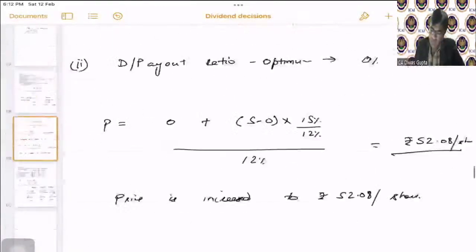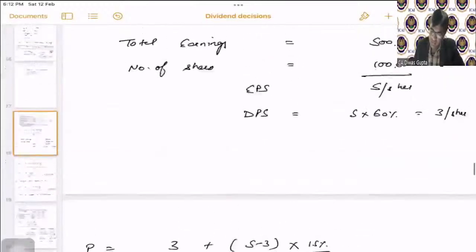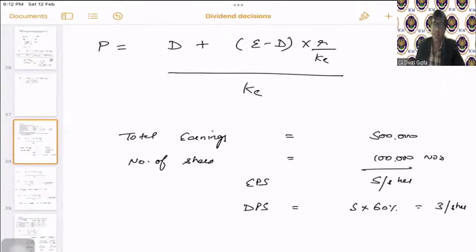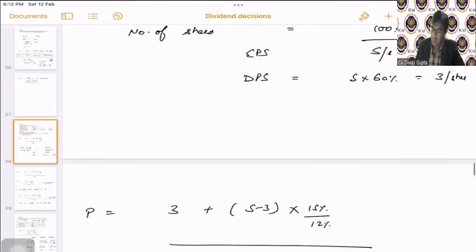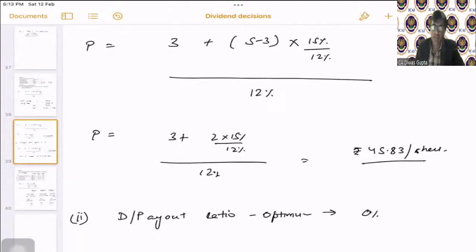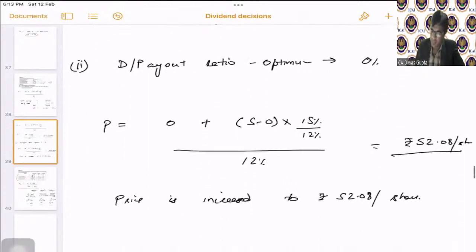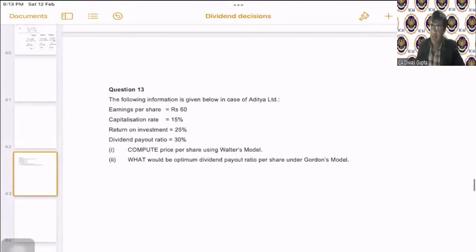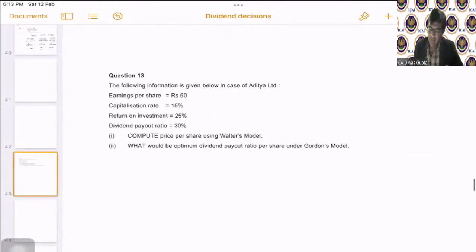Okay, Vrinda is asking for the first question. I'll just project the first question again. This is the first question that we solved today, the first part in which we calculated the EPS and DPS. And this is the next page of the same question. Okay, Vrinda? Let me move forward because we have limited time today and a lot of things to do.